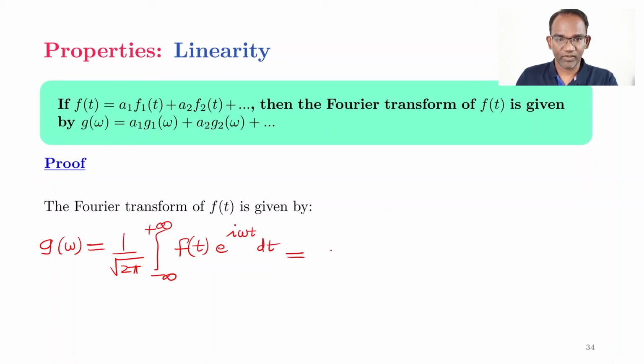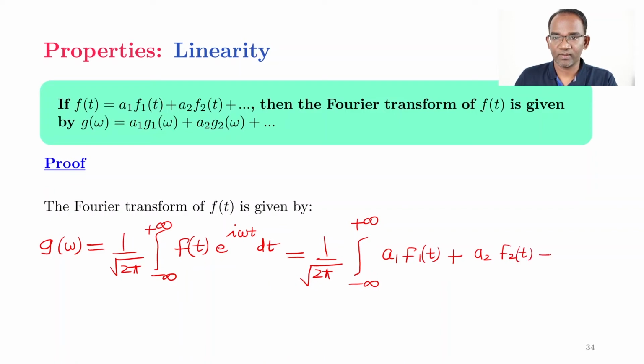So this is equal to 1 over 2 pi square root of 2 pi integral from minus infinity to plus infinity. When we substitute for f(t), this is a1 f1(t) plus a2 f2(t) plus the terms that come later, times e raised to i omega t dt. In the next step, we will expand this integral.